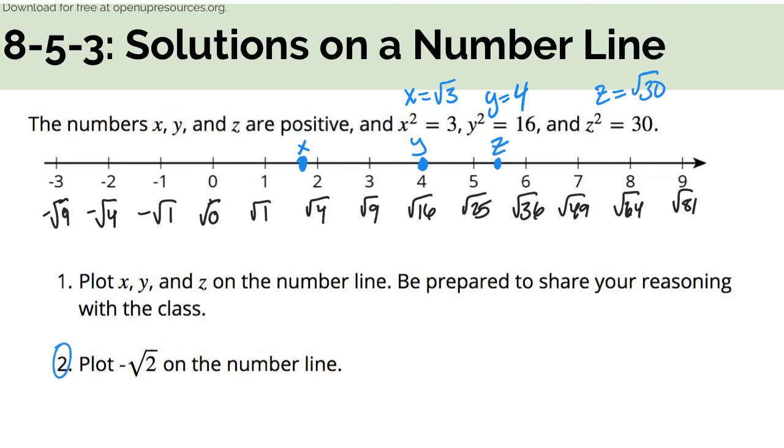And then number 2, plotting the negative square root of 2. I can see that's going to be about right here on the other side in the negatives.